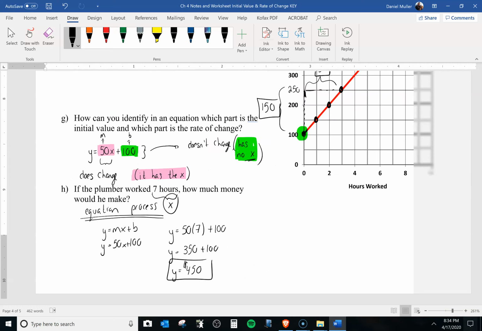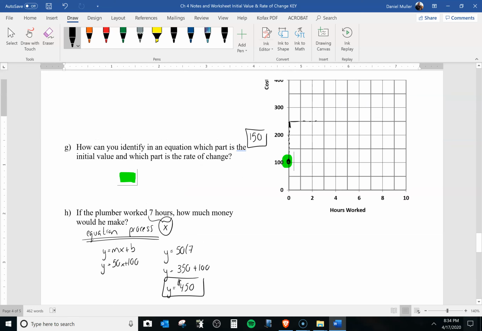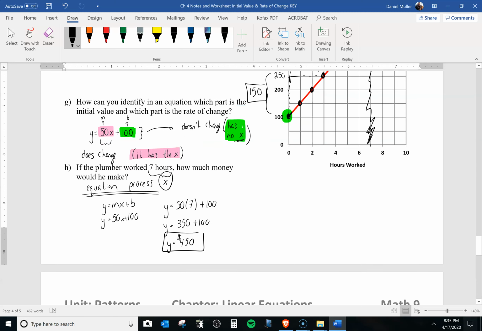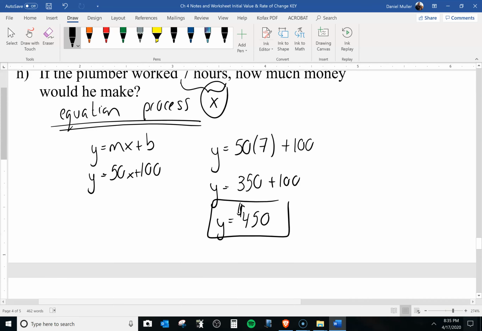Now, you might get a different answer depending on your line of best fit. And so if your line of best fit wasn't exactly accurate, you might not get 450. You bring 7 up to your line, and you pull it over, you might get 470 or 430. But if you use the equation, you will always get the exact amount. So that's why the equations are really powerful.